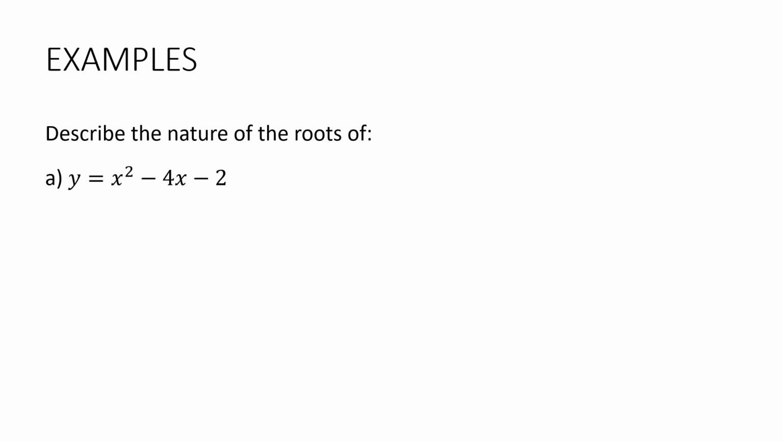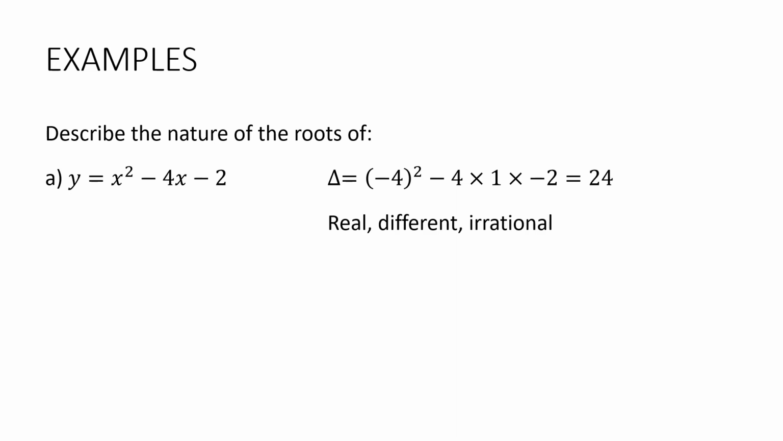So we might get a question like this. Describe the nature of the roots of y equals x squared take away 4x take away 2. So we start by working out the discriminant. It is negative 4 all squared, take away 4 times 1 times negative 2, which is 24. Right, greater than 0 tells us they will be real and different. 24 is not a perfect square, so they will be irrational.